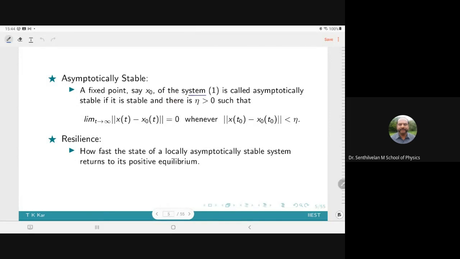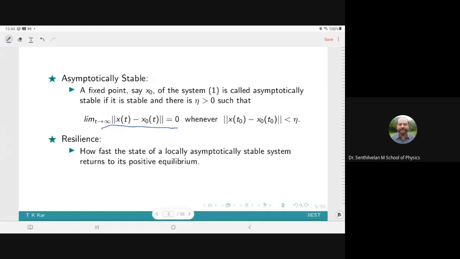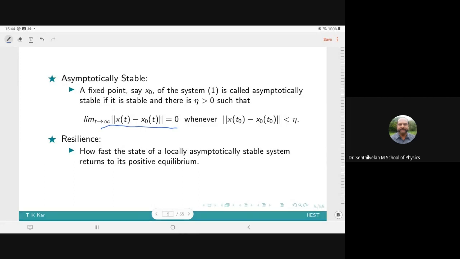A fixed point x naught of the system 1 is called asymptotically stable if it is stable and there is an eta greater than 0 such that, whenever the initial point lies in that interval, this norm tends to 0 as t tends to infinity. It means that the trajectory will converge to the fixed point after a long time. This is the asymptotically stable case, and we will measure it using eigenvalue analysis of the Jacobian matrix, which will be discussed now.